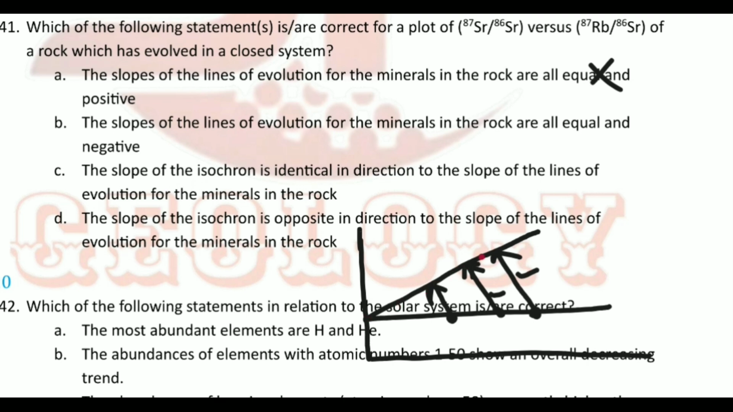This is the slope of the isochrone. This is the isochrone line. It is identical in direction to the slope of the lines of evolution. The isochrone line and the evolution line are not identical in direction. The slope of the isochrone is opposite in direction to the slope of the lines of evolution, because it is evolving in this direction and this is evolving in this direction. So they are opposite. So B and D will be correct.